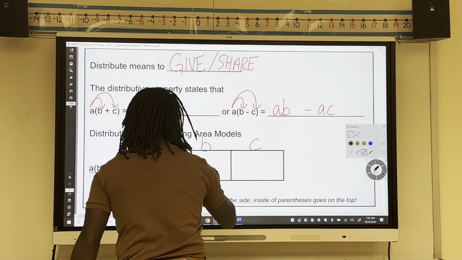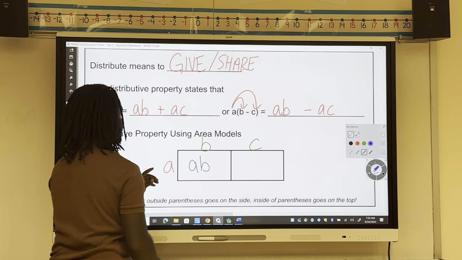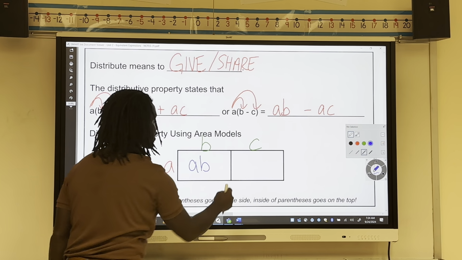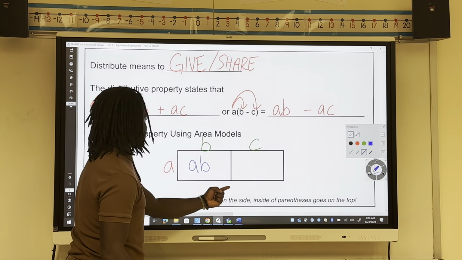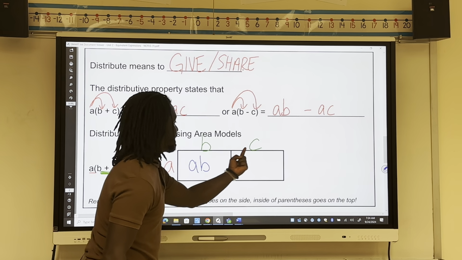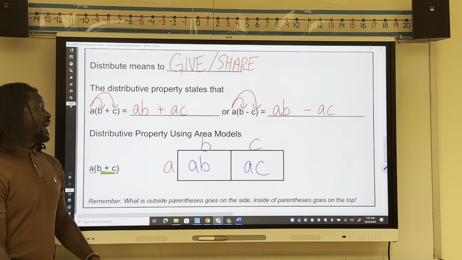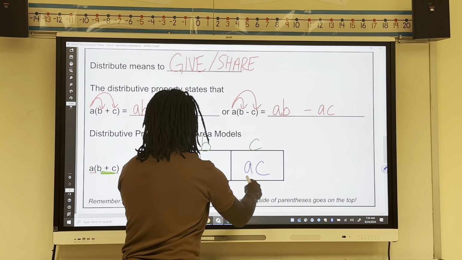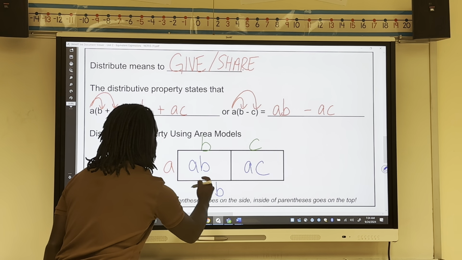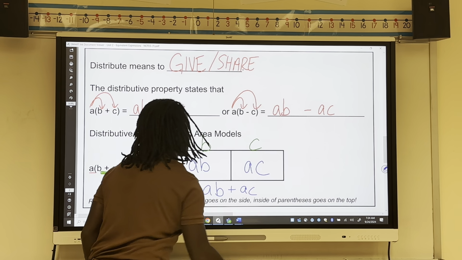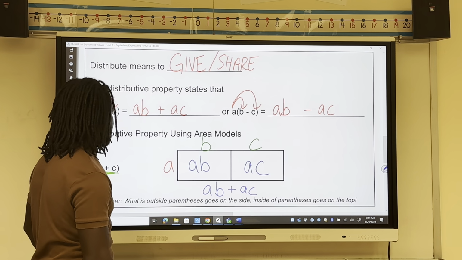And then if I wanted to find the area of this rectangle, I know this length is still A, and this width is C, so it's going to be A times C, okay? And then if I wanted to find the area of both of these rectangles, then I just simply add them, okay? So AB plus AC. And again, this is another way to model the distributive property, okay?